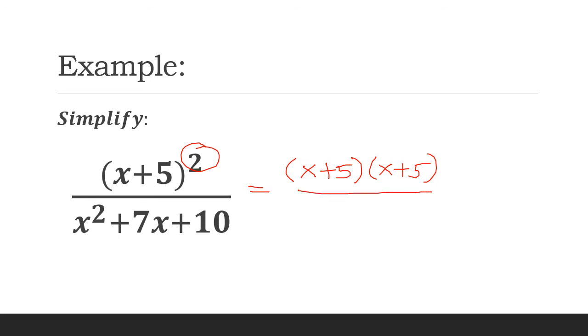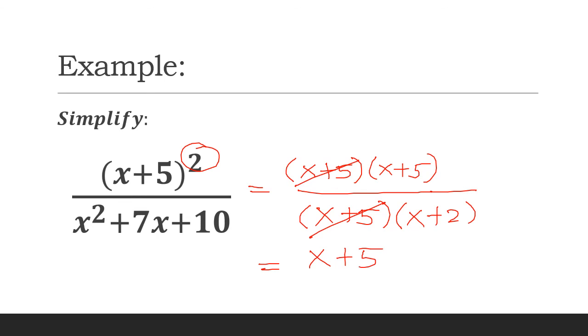Next, i-factor natin yung x squared plus 7x plus 10. Ang factors niyan ay x plus 5 times x plus 2. And then, kung mapapansin nyo, may parehas sa numerator at denominator. Cancel the x plus 5, cancel x plus 5. Ang maiiwan lang is x plus 5 over x plus 2. And ito na yung ating simplified form or lowest term when it comes to rational algebraic expressions.